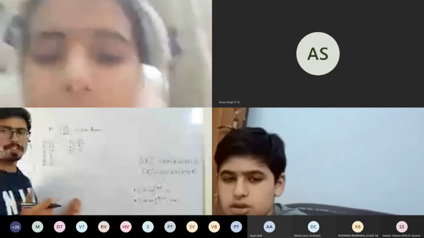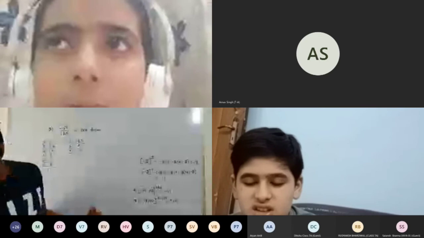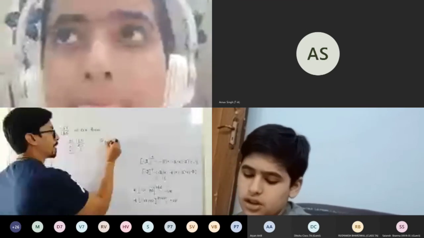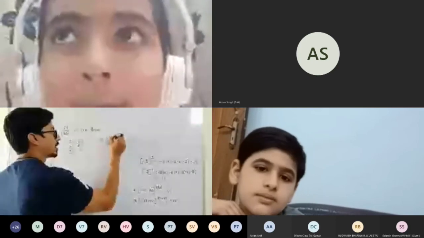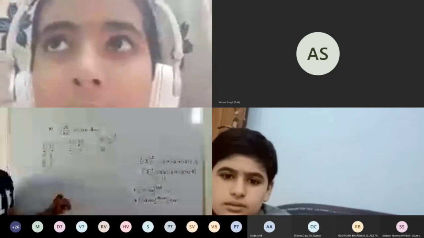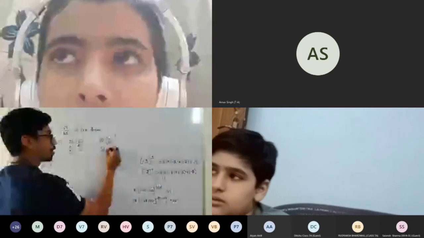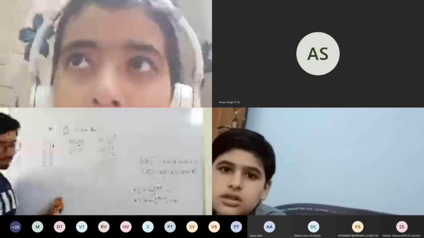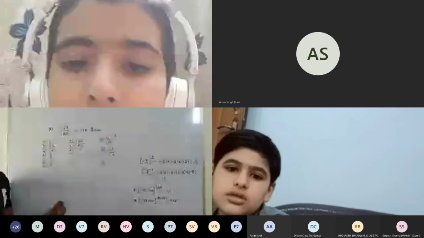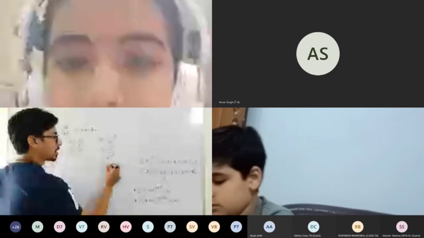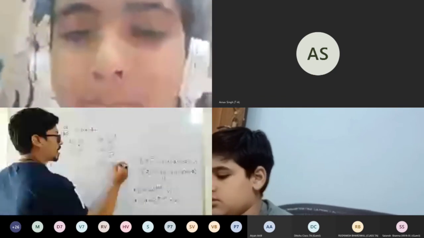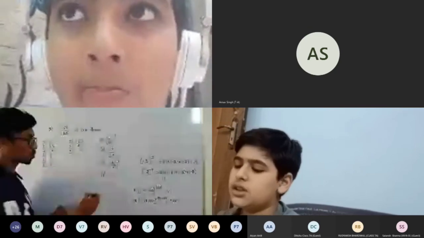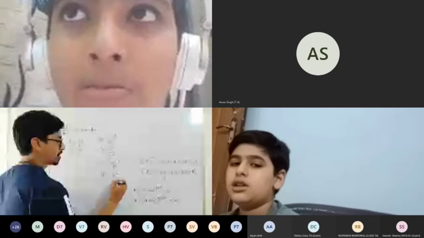Now, if you just see the options, students: the first option is 4 by 5 whole raised to the power 3. Second option is 4 raised to power 3 over 5 raised to power 3. Third option is minus 4 by 5 whole raised to power 3. And the fourth option is 8 square over 5 raised to power 3.